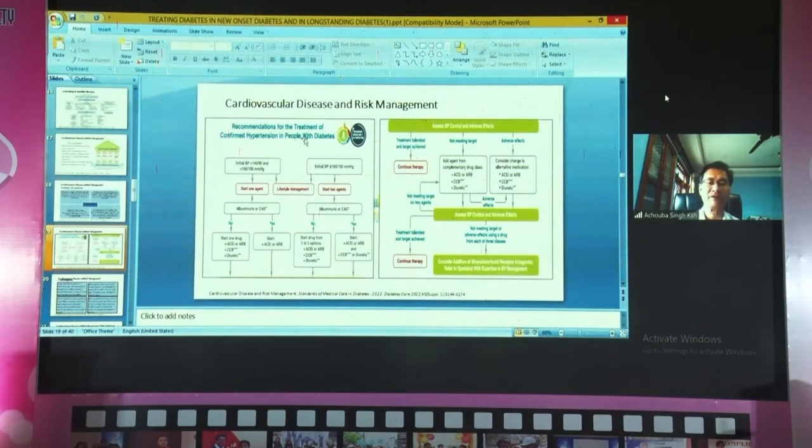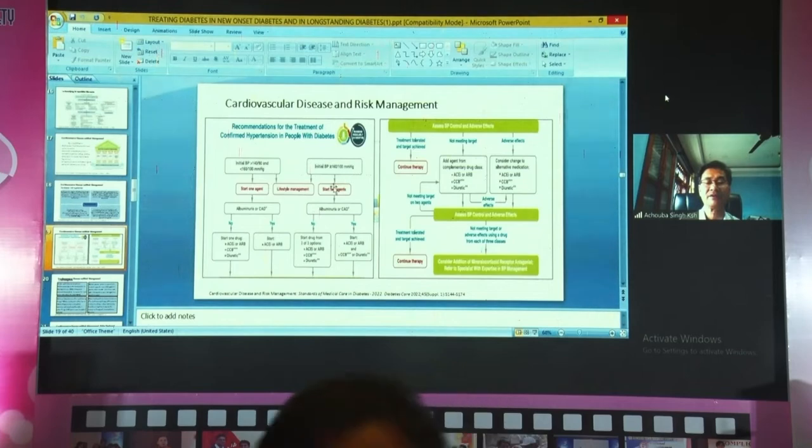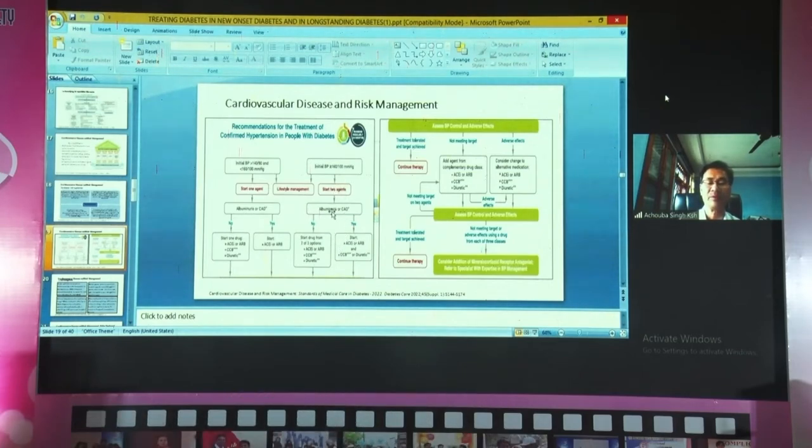There are recommendations for treatment of confirmed hypertension in people with diabetes. If blood pressure is 140 or more and less than 160/100, start one agent. If blood pressure is 160/100 or more, then start two agents. Thereafter, the presence of albuminuria or CAD will dictate the use of an ARB or other molecules like calcium channel blockers. We then monitor blood pressure and adverse effects of the drugs used. If there are no adverse effects, continue; if there are other considerations, then we have to change. If the target is not met, or there are adverse effects, using a drug from each of the three classes, then we have to consider a mineralocorticoid receptor antagonist.